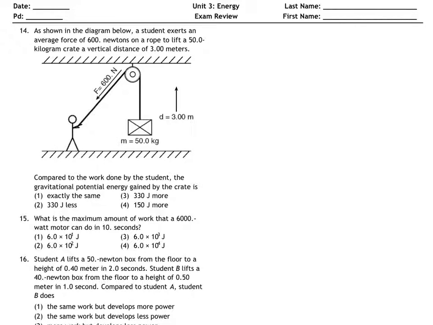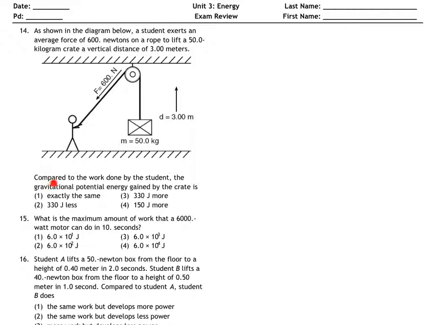All right, so let's do this one. So we have a person who is exerting a 600 Newton force this way along a rope. So according to the crate, it's going to be going sort of like that. And the crate has a mass of 50 and it's being raised 3 meters in the air. So we can do an analysis, which is like a potential energy analysis. We can see how much potential energy it gains as it goes that way.